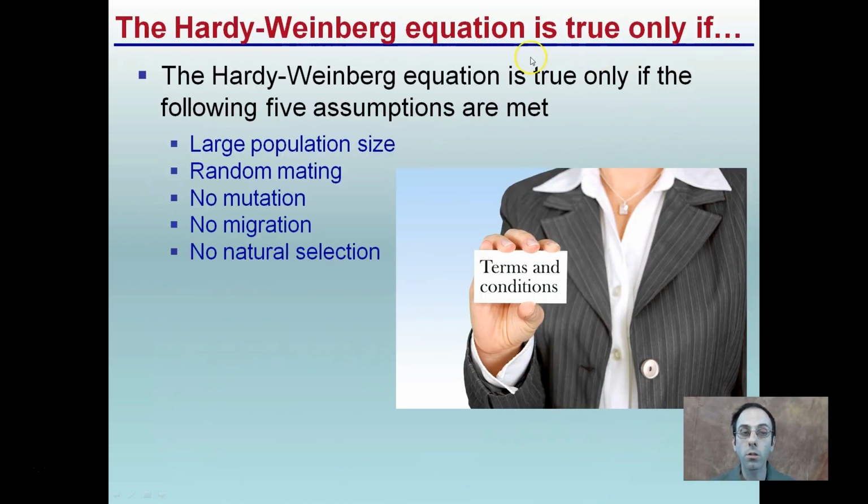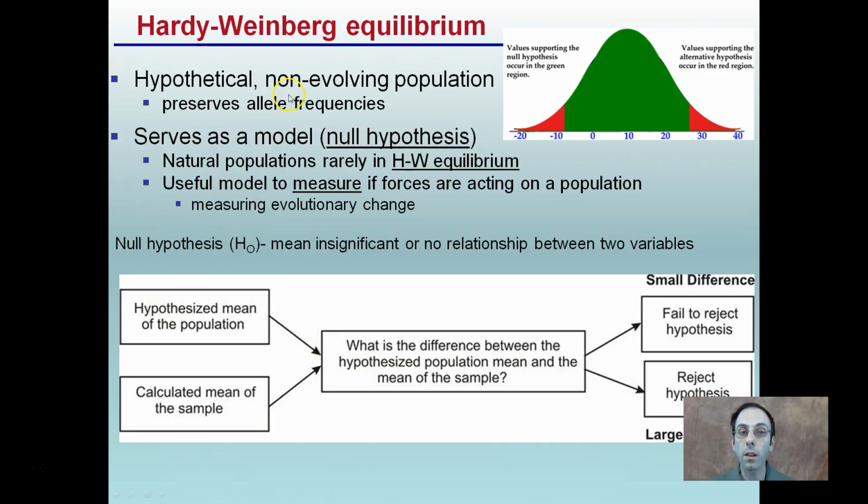The Hardy-Weinberg equation is true only if these 5 things are met. So as I said here, terms and conditions do apply. Large population, random mating, no mutations, no migrations, and no natural selection. Rarely does this exist in nature, but this does allow this equation to hold true. So hypothetically, a non-evolving population preserves the allele frequencies. It serves as a model, which in this case we're going to call the null hypothesis.